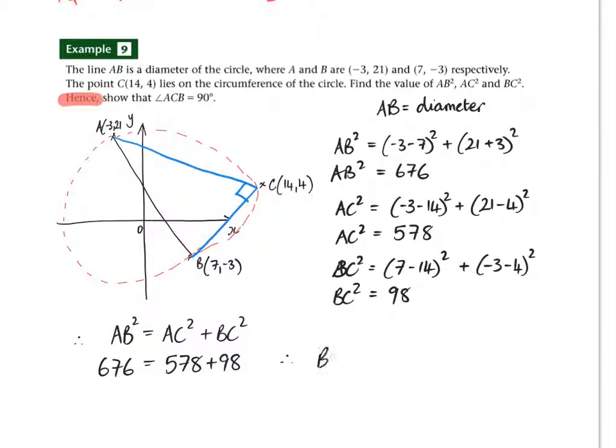Therefore, by Pythagoras' theorem, angle ACB is equal to 90 degrees.